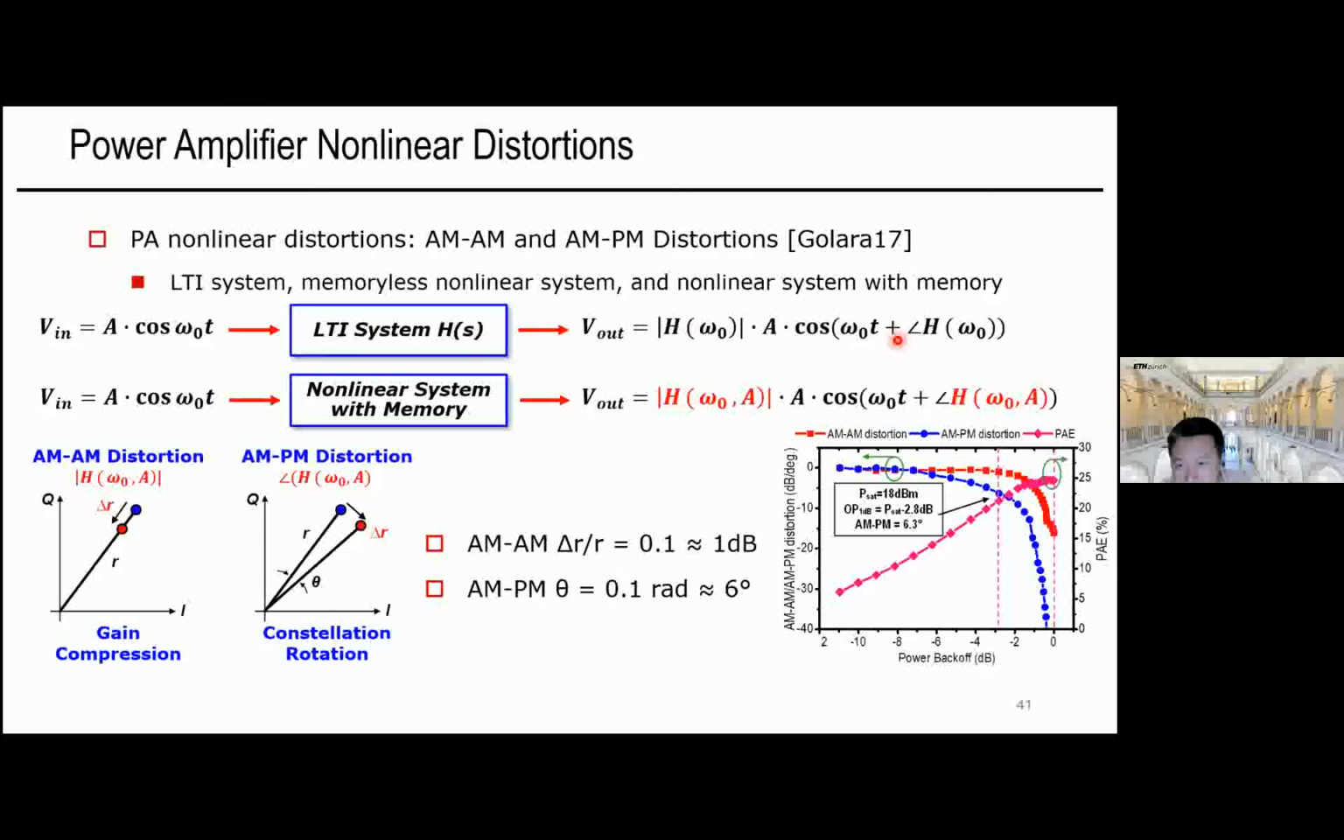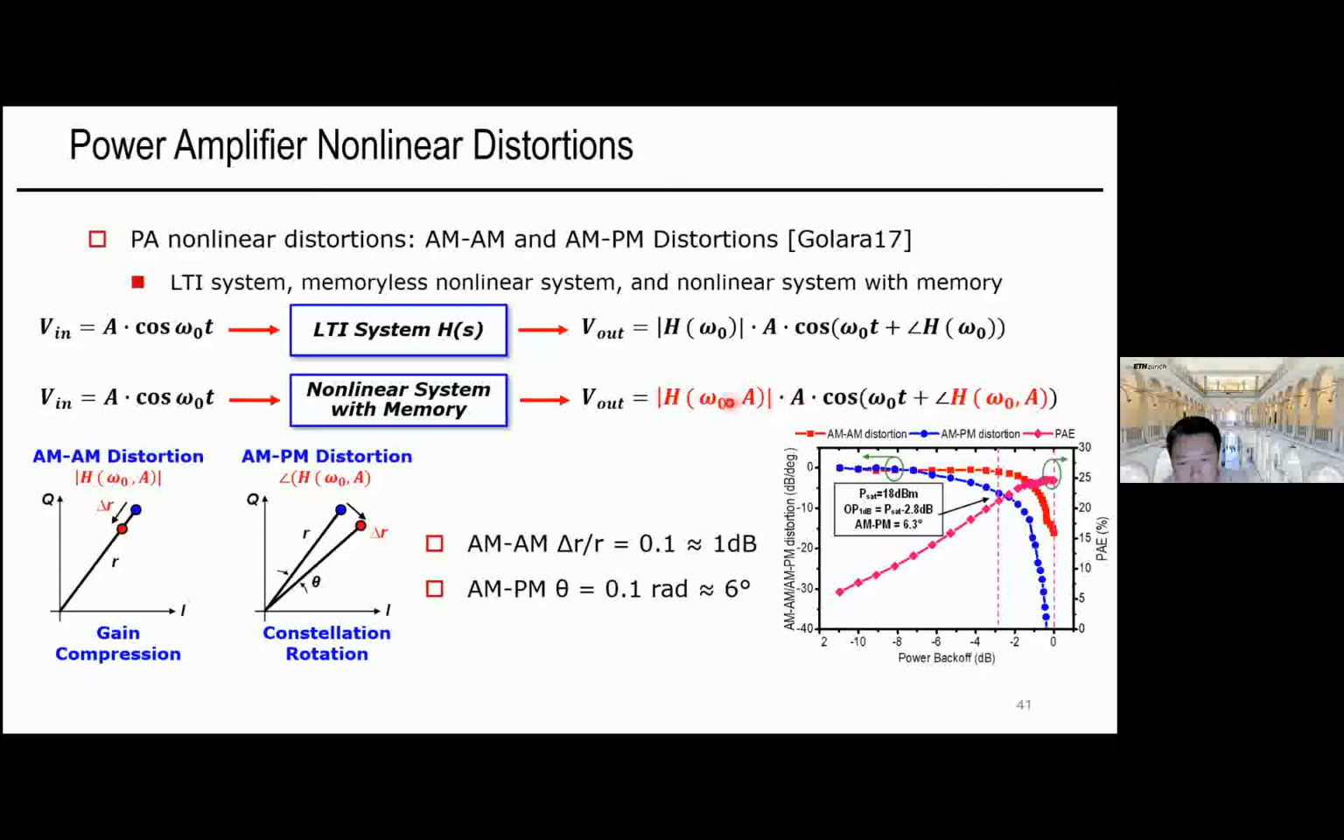But for a nonlinear system with memory effect, for example, if we only look at the fundamental terms, the output signal will have many terms because of nonlinearity. But let's say we only look at the relevant fundamental terms at the output and ignore all the other terms. The resulting output will still be a sine wave because we only look at that fundamental term. But the amplitude and the phase of the sine wave will change, both depending on the fundamental frequency, omega 0, and also the amplitude of the input A. So therefore, we can see that these are nonlinear distortions, both in the amplitude and also in the phase.